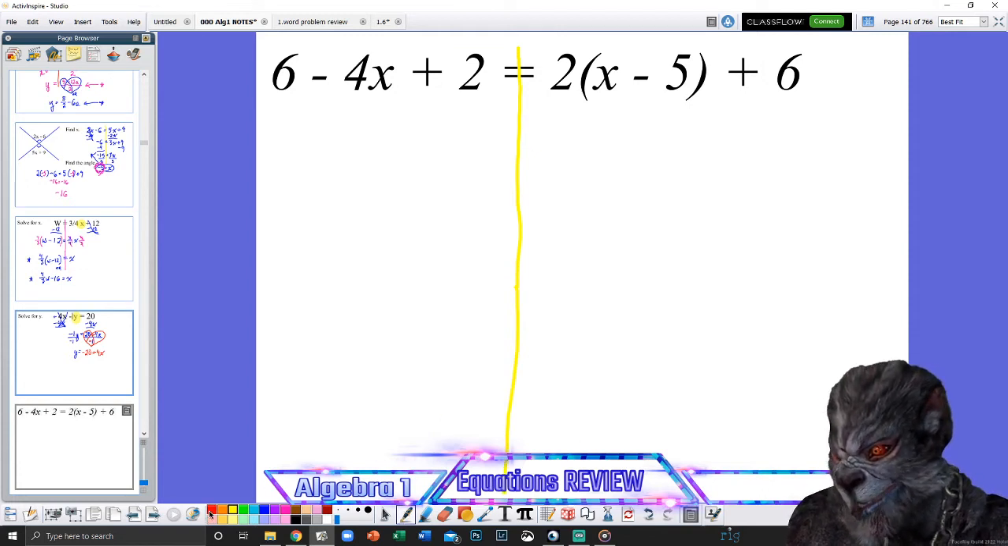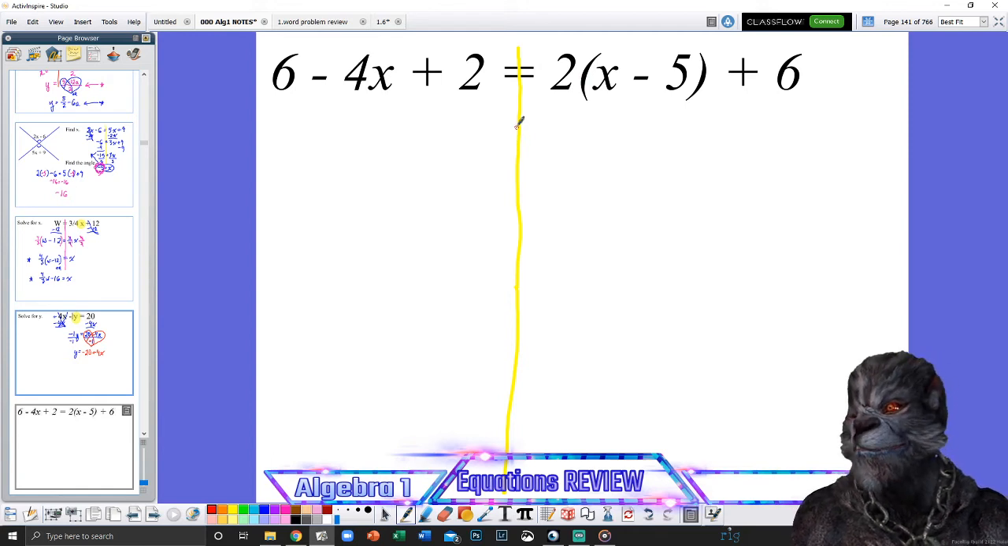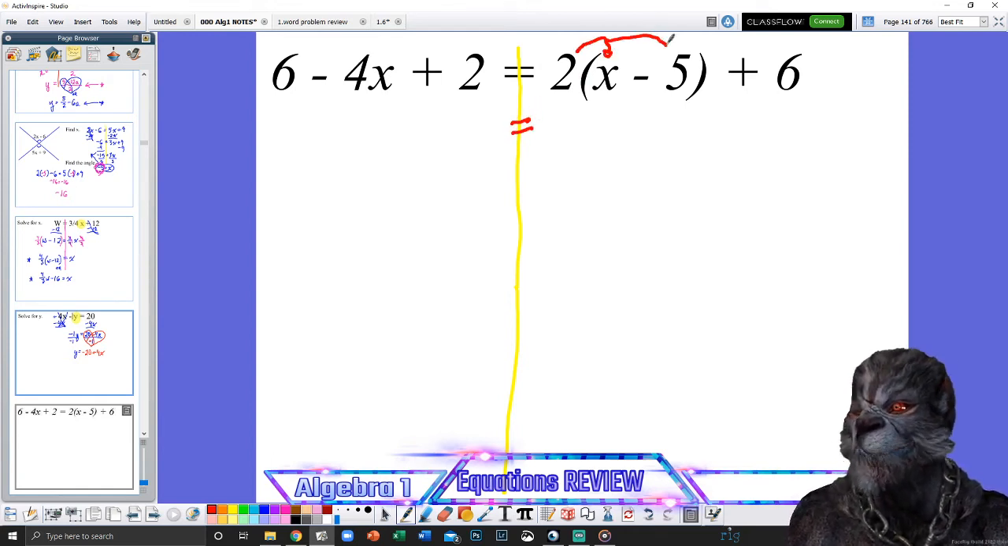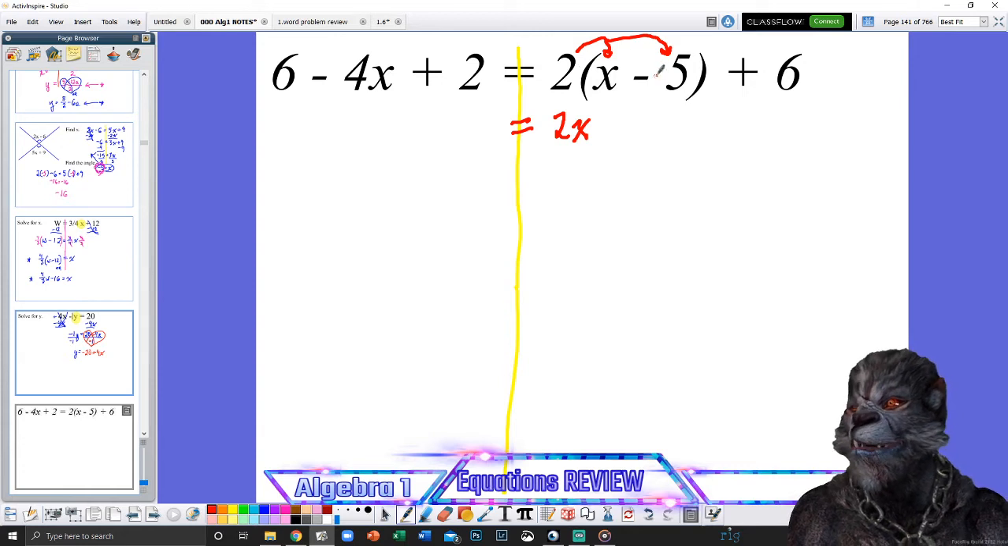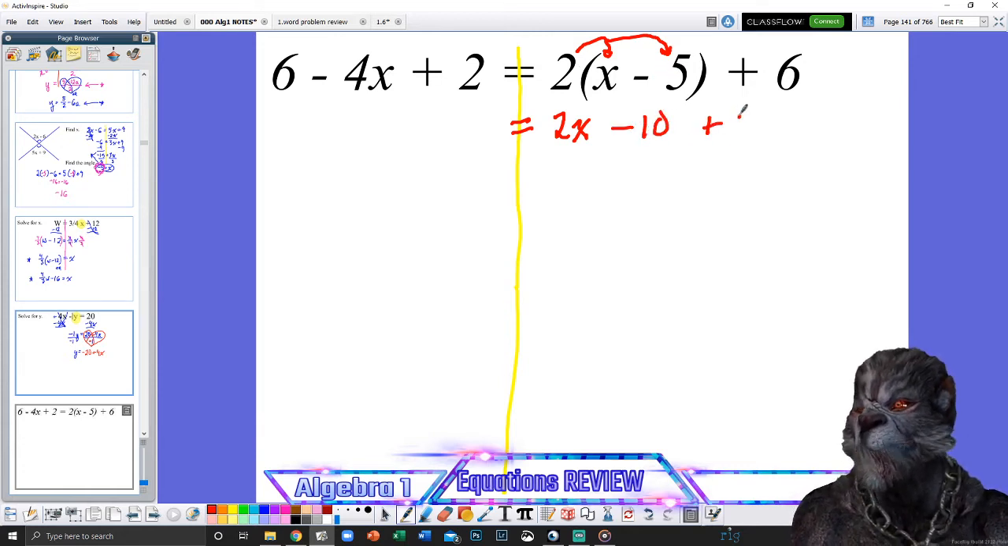All right, hopefully you have done it. Let's see. There are many things you can do and still get this correct. One thing I would definitely do first would be distribute the 2. So 2 times x is 2x. 2 times negative 5 is negative 10. And then copy the plus 6.